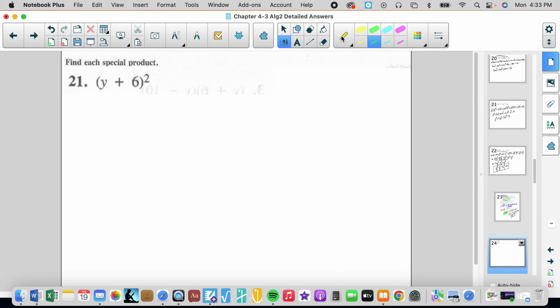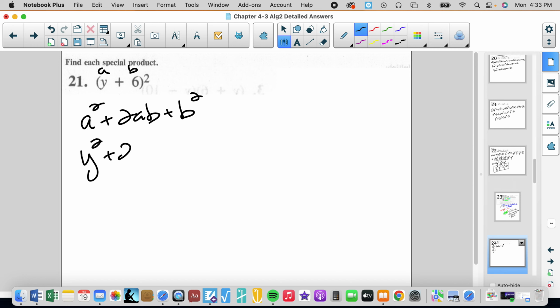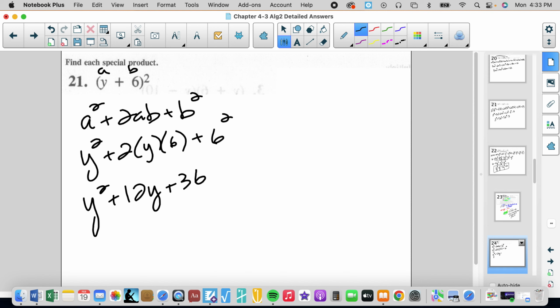Binomial square, we can put it in this template, a squared plus 2ab plus b squared, where this is our a and this is our b. So you have y squared plus 2 times y times 6 plus 6 squared. Y squared plus 12y plus 36. As easy as that. That's how you get binomial squares.